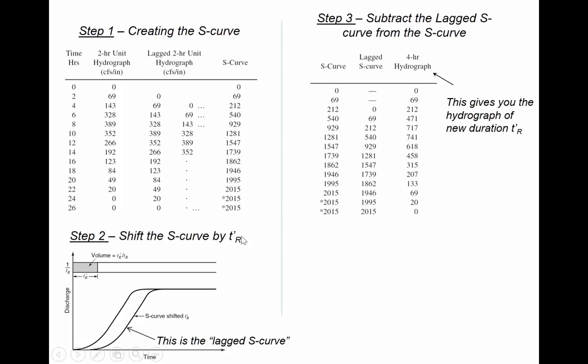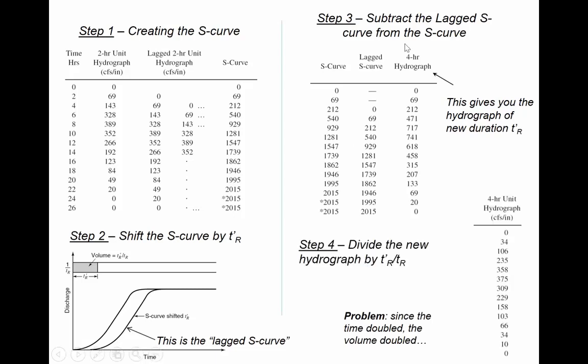Subtracted out the S-curve from the lagged S-curve, and then because the volume had doubled, we divided by the ratio of T prime R to T sub R. So the original duration was T sub R, T prime R is the desired. You divide by that ratio, and then it brings the volumes back in line.